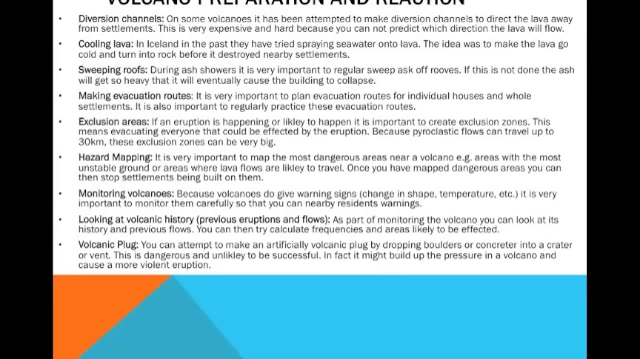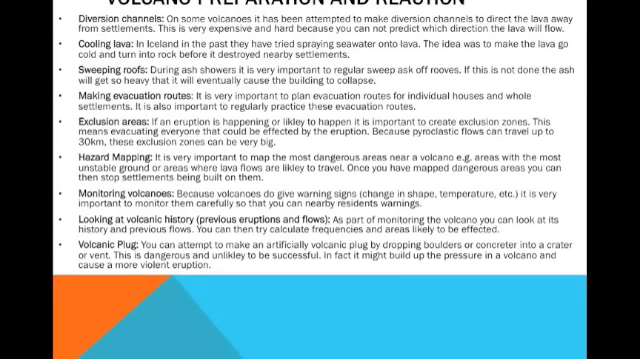Monitoring volcanoes. Because volcanoes do give warning signs, it is important to monitor them carefully so that you can warn nearby residents. You can also look at volcanic history. So as part of monitoring the volcano, you can look at its history and previous flows. You can then try to calculate frequencies in areas likely to be affected.